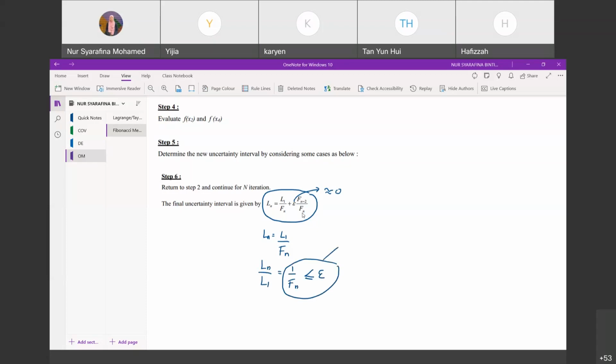So when 1 over Fn is less than epsilon, let's say epsilon equals 0.03, then 1 over Fn is less than 0.03, so Fn is greater than 1 over 0.03, which is 33. What is that? 3 point something, right?